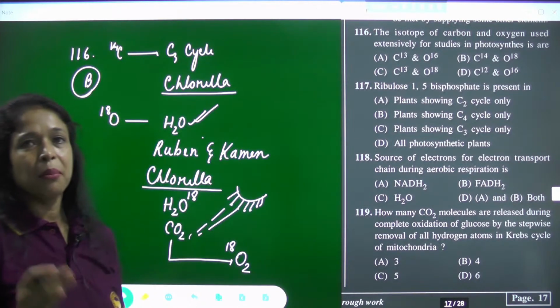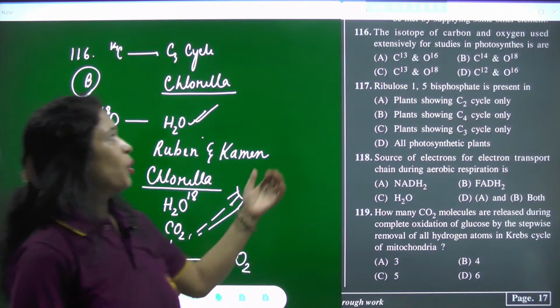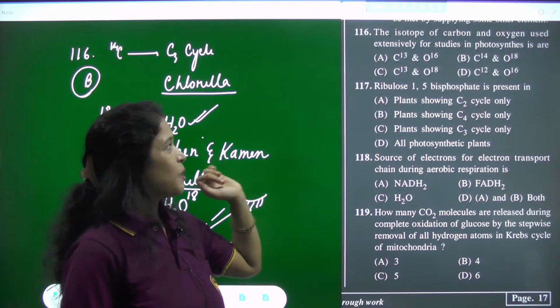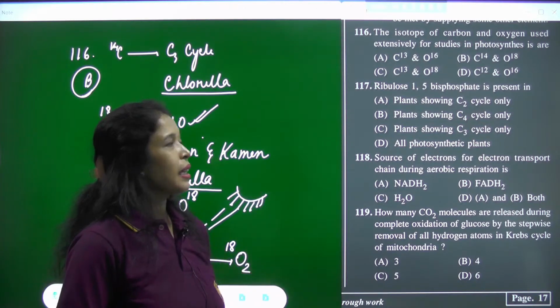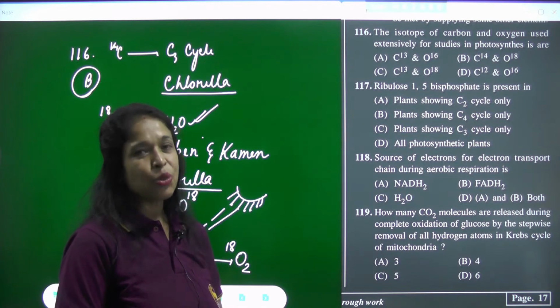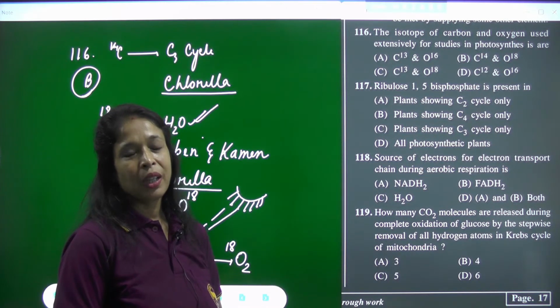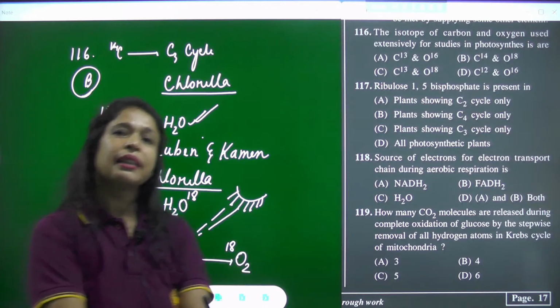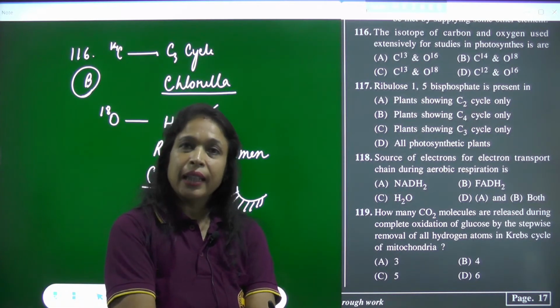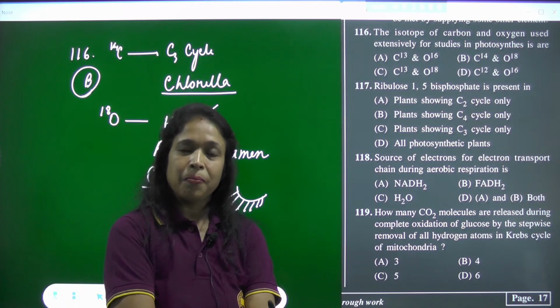Next students, question number 117. Ribulose 1,5-bisphosphate, it is present in which category of plant? Plant fixing C2 cycle or C3 cycle or C4 cycle? Yes students, you studied that Calvin cycle, that is C3 cycle.